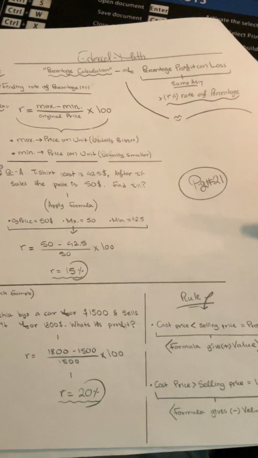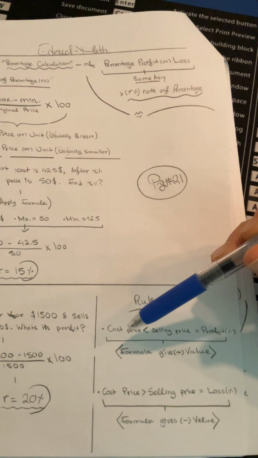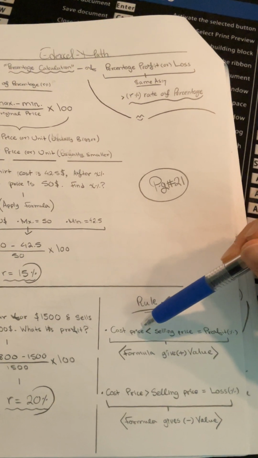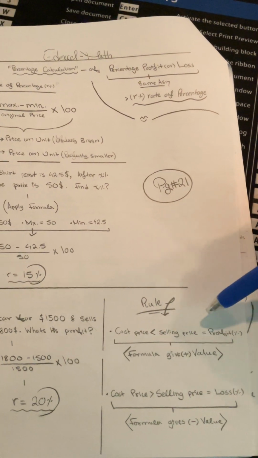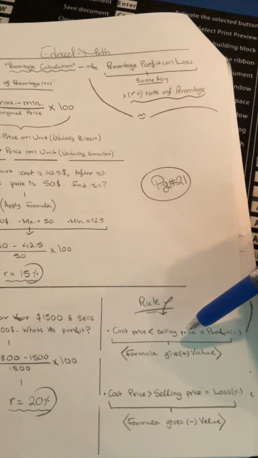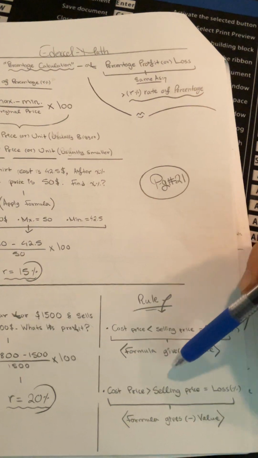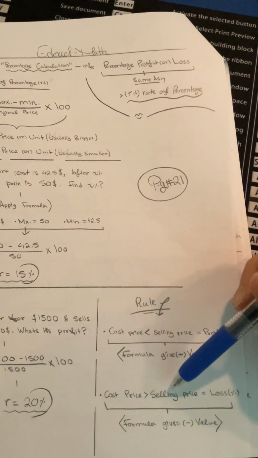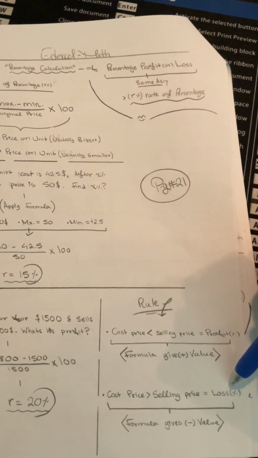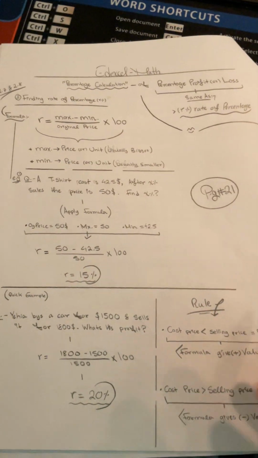Okay, a quick rule to memorize. If the cost price is less than the selling price, it is a profit. This means the formula will give a positive value. If the cost price is greater than the selling price, it is a depreciation and the formula will give a negative value.